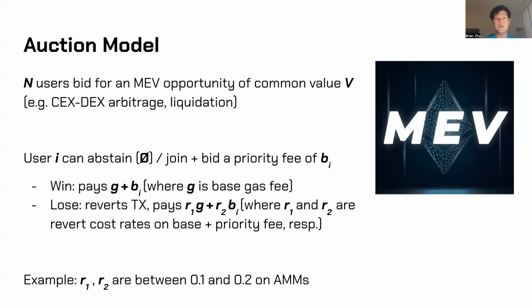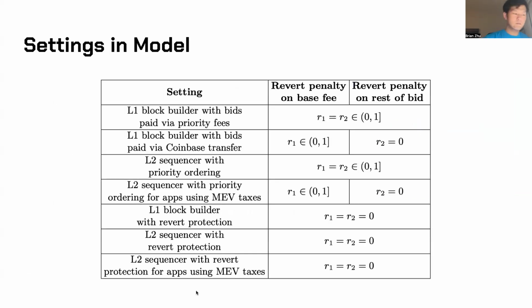And if you lose, your transaction is reverted. So you pay R1 times G plus R2 times B_i, where R1 and R2 are the rates on reverting transactions on the base and priority fee, respectively. So keeping our running example of AMMs going, in this case, R1 and R2 were between 0.1 and 0.2. So here we have our table from earlier, but recast in the language of our model.